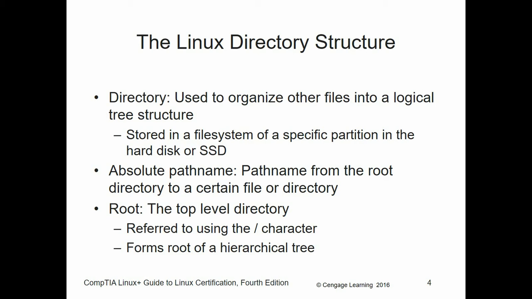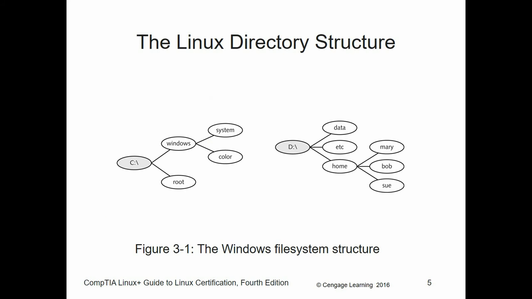So the path name goes from the root to a certain file name, just like I showed you last class when we went into the server. We have slash, which refers to the root, then home, then the username, then the other files stored there. The root is the top level directory, referred to using the slash character, and forms the root of a hierarchical tree. This is just like the structure in Windows.